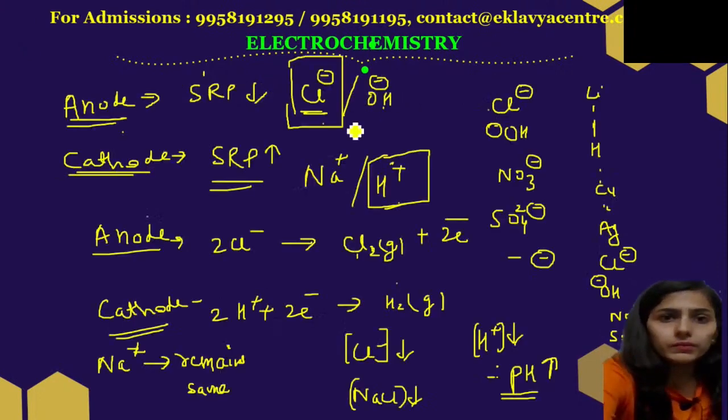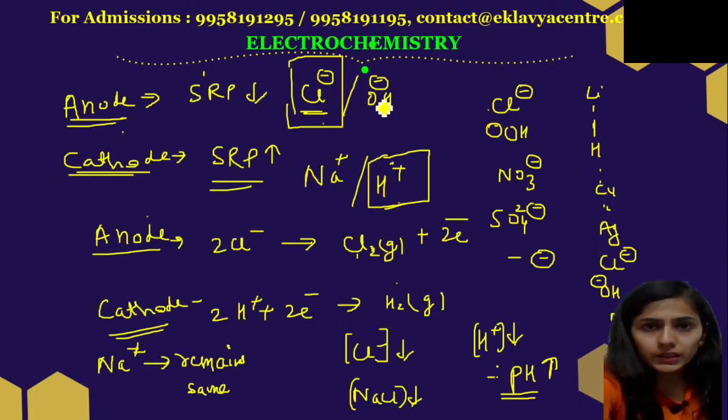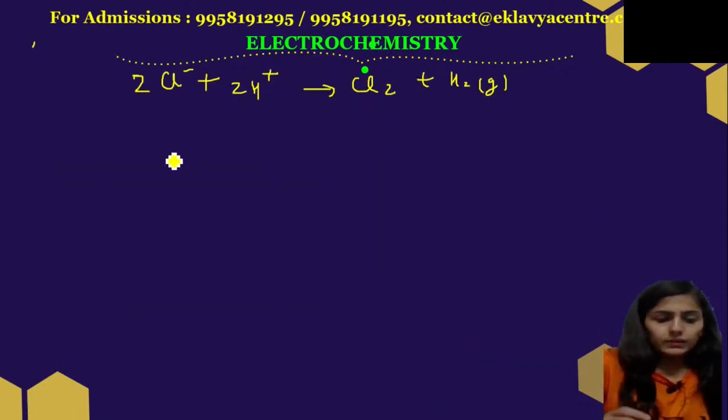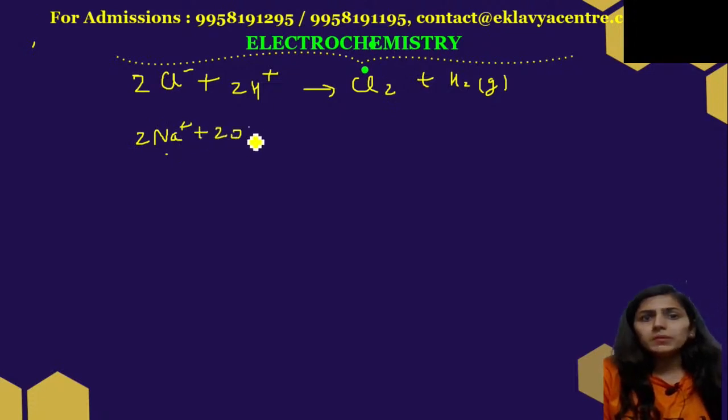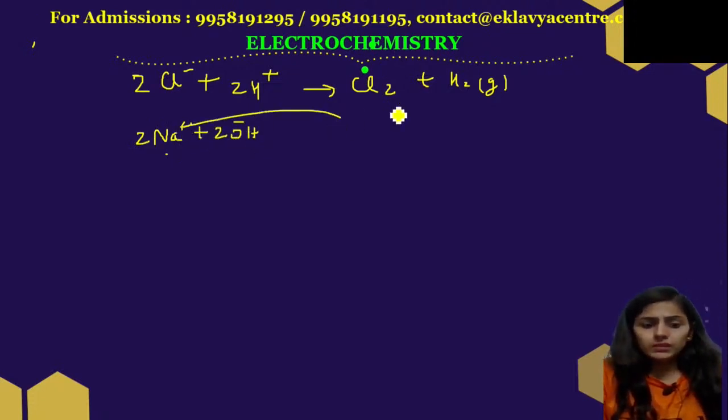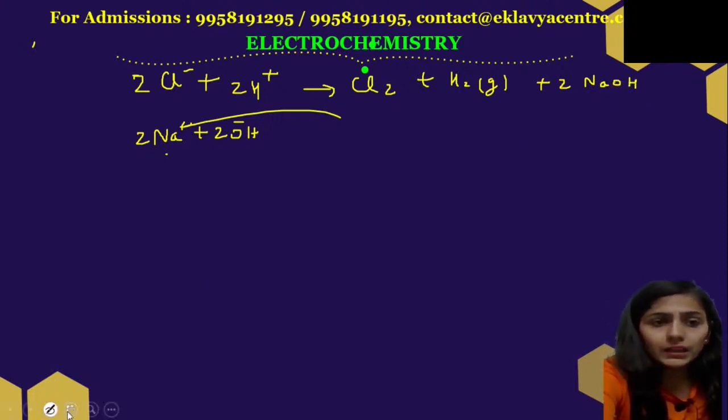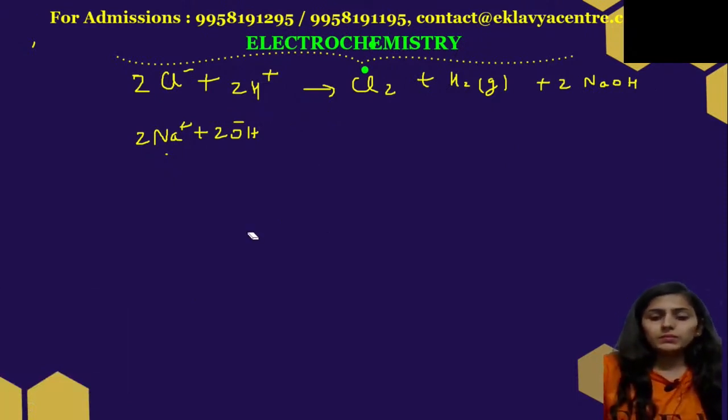And we also have Na positive and OH negative present in the solution, so we will also get twice of NaOH, right? And this is how we actually synthesize NaOH in industries by this process. So this is the industrial synthesis of NaOH, that is sodium hydroxide. I hope this much is clear to you, right?